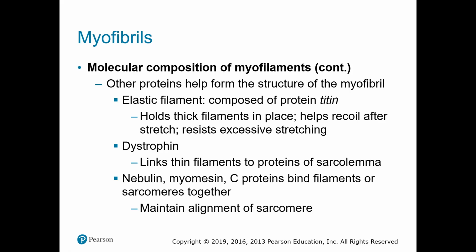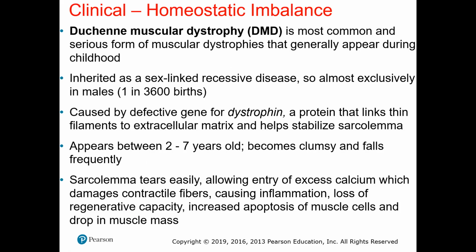Now, dystrophin can cause some health issues. There is a condition known as muscular dystrophy. You may have heard of it. Duchenne's muscular dystrophy is the most common type. There are numerous types. So Duchenne's muscular dystrophy is caused by a defective dystrophin protein. It's caused by a recessive gene. The recessive gene is what we call a sex-linked gene.